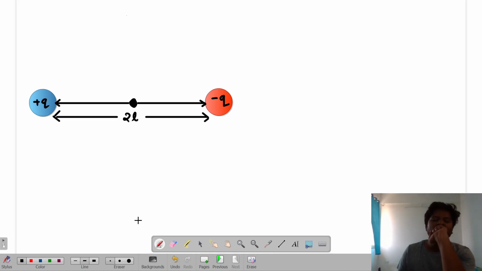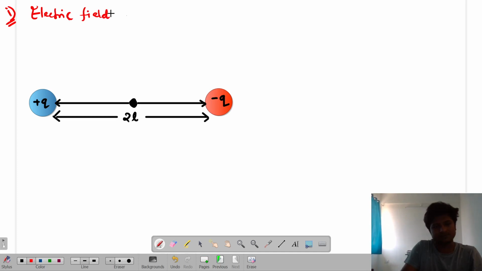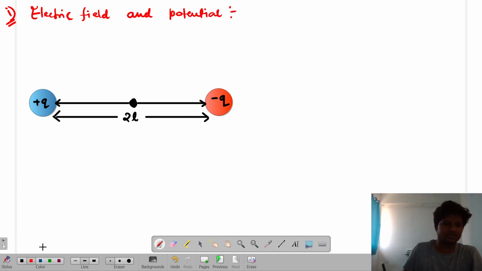Okay, look over here. The first case we will discuss right now is the electric field and potential at the axial point. So the first case is my axial point. Is that clear or not?